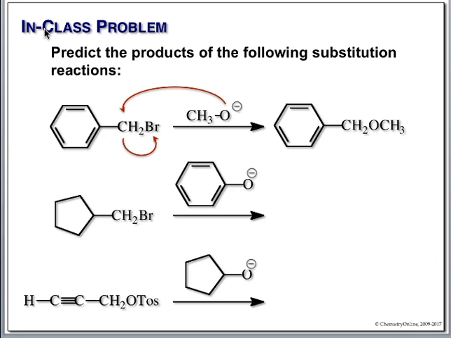Our next one is pretty much the same. The phenoxide anion is going to attack the CH2 here. Bromine will leave. We'll get a new bond between the oxygen and the CH2, and it will look something like this.